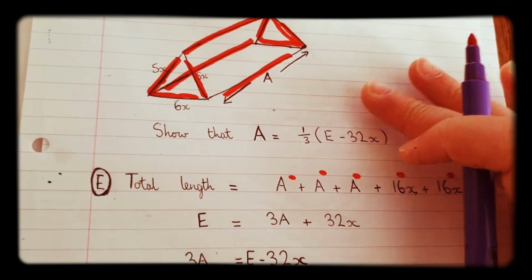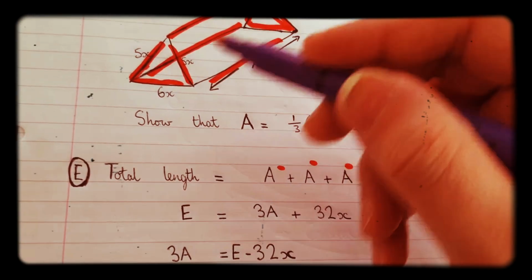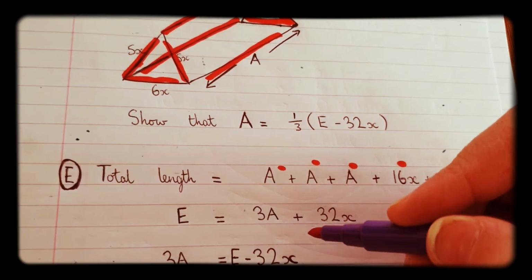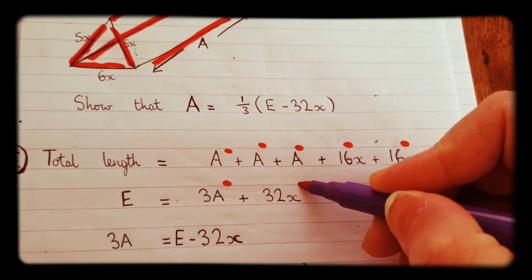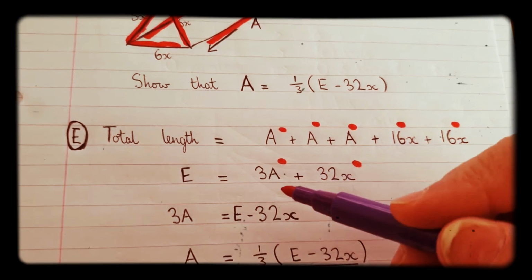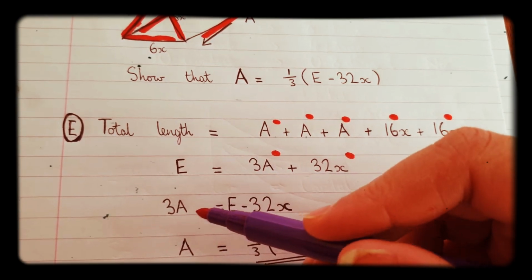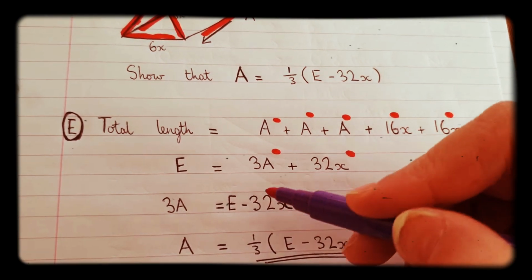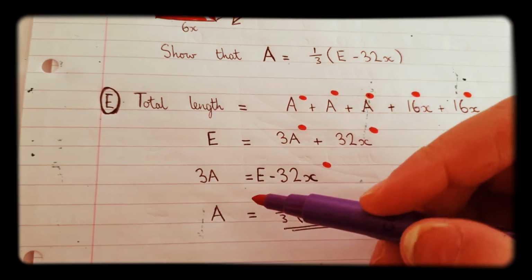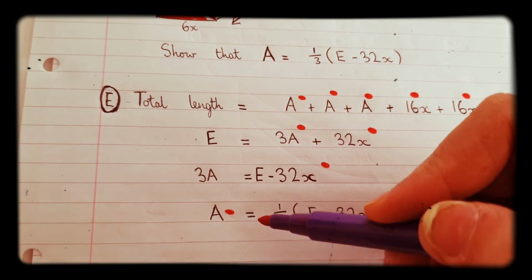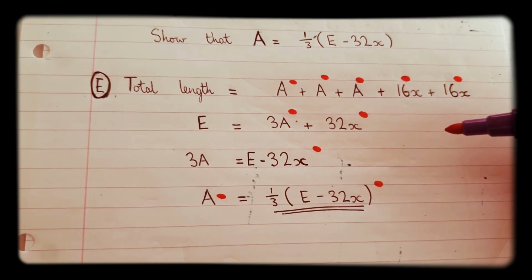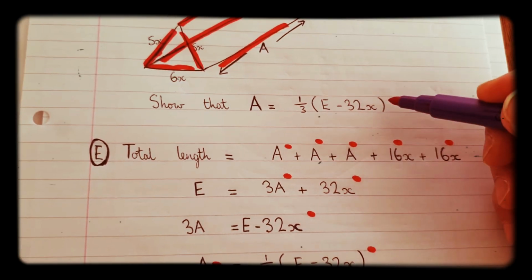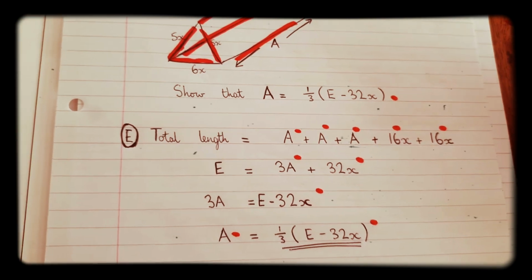So that means that E, which is the total length of all the sides of the prism, is equal to 3A plus 32x. And that means if you rearrange that, 3A is equal to E minus 32x. And therefore A equals 1/3 of that, 1/3 E minus 32x. So we've proven that, and that's how you do that.